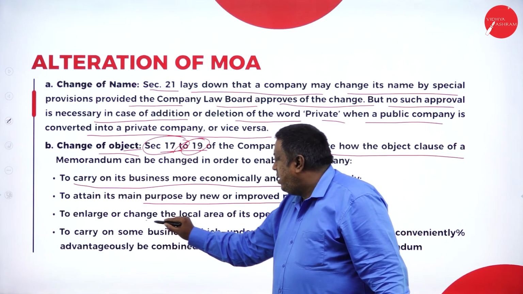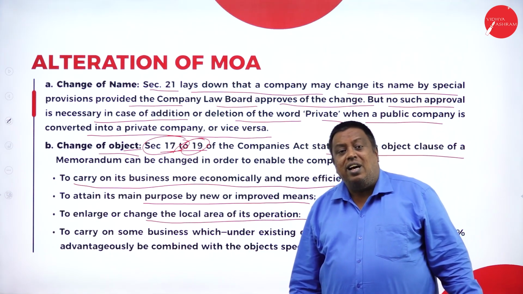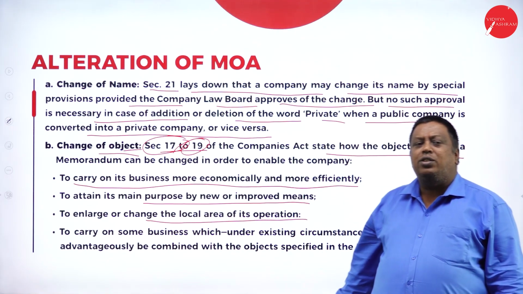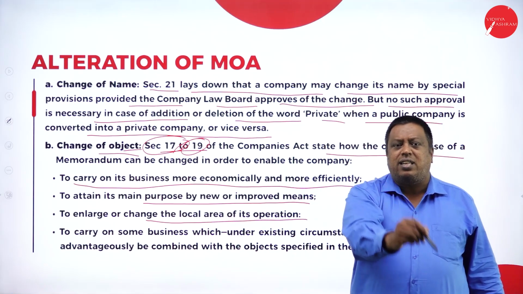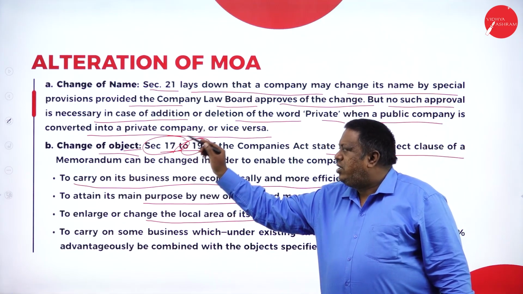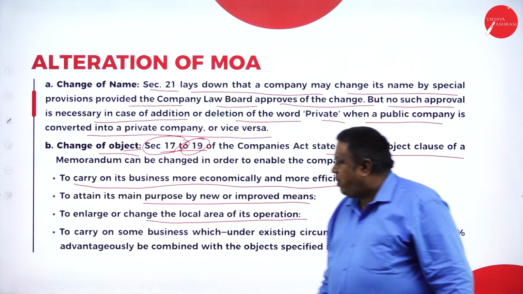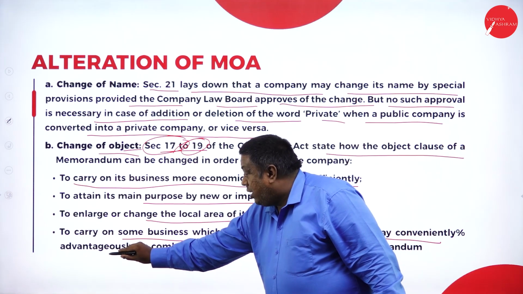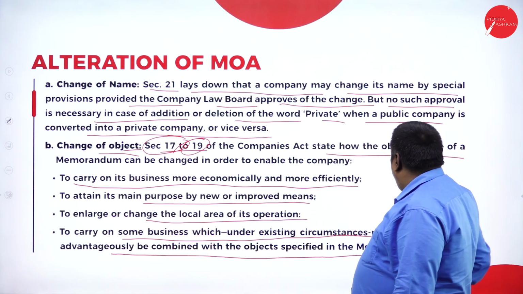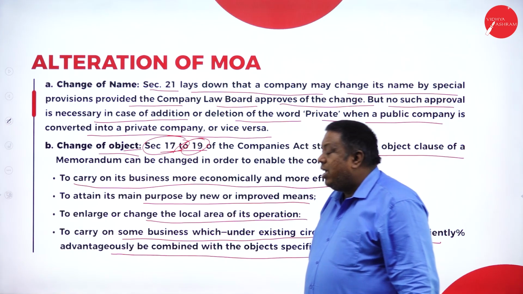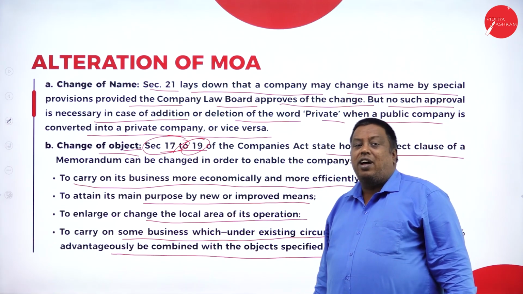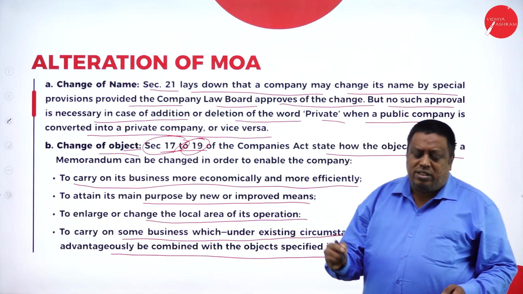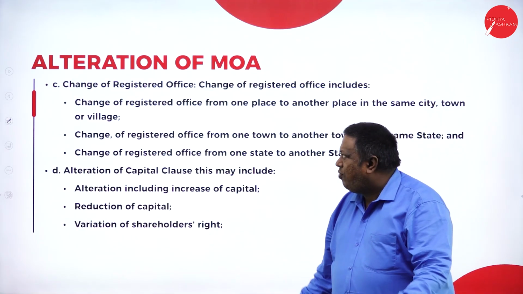Next, to enlarge or change the local area of its operation. Earlier, my object was only to work in the district of Mysuru. Now, I want to work in the entire Karnataka state. So then, I have to change the object clause. Next, to carry on some business which under existing circumstances may conveniently and advantageously be combined with the objects specified in the MOA. If they want to change the concept from one to another and add more products or provisions, then they have to adopt this change of object clause.